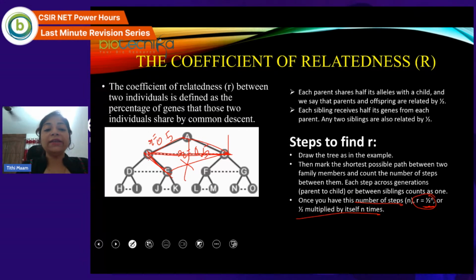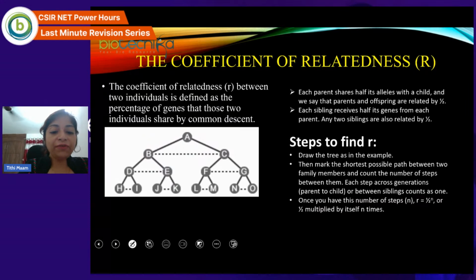So the relatedness between two individuals will be 1 by 2 to the power n, depending on how many steps you have taken. For example, if I have to find the value of R between E and C, E to B, B to C, that means two steps I have taken, so it will be 1 by 2 to the power 2.